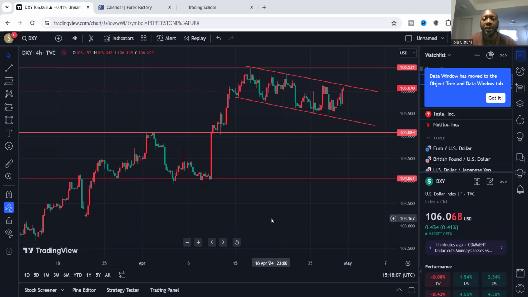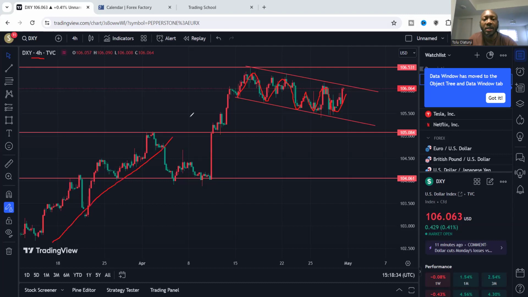Now, quickly, we have in front of us the DXY on the 4 hours time frame, just as we did in Monday's video, the weekly market analysis video. You can see price is still channeling inside this flag, inside this channel that we have here.